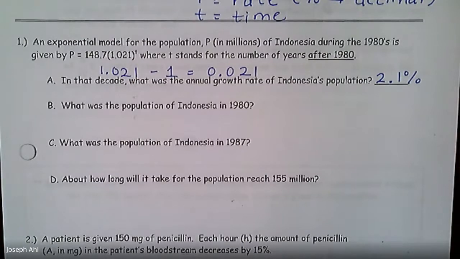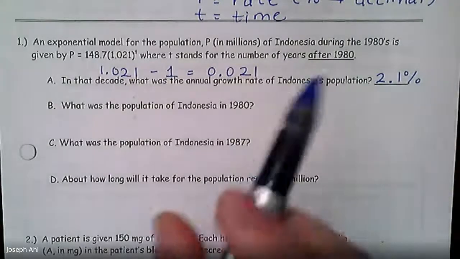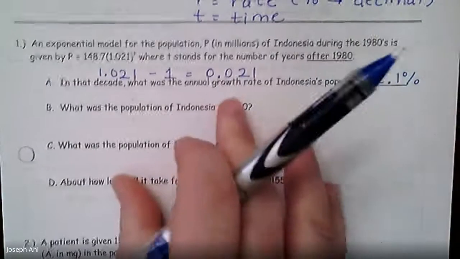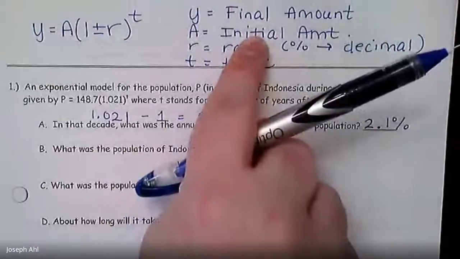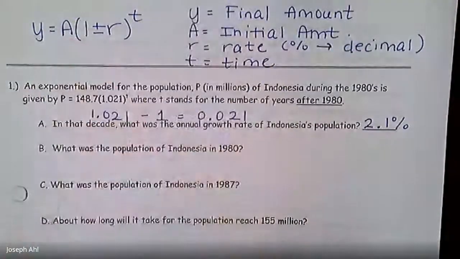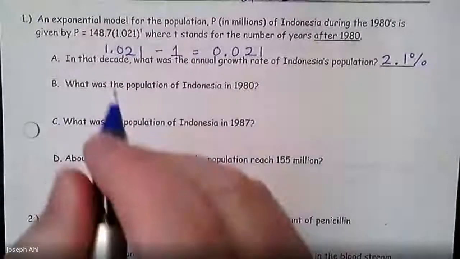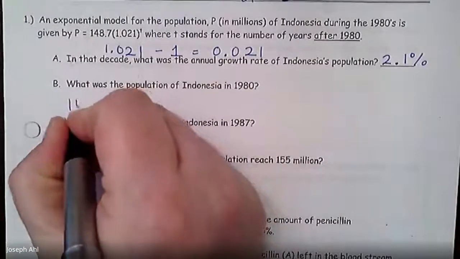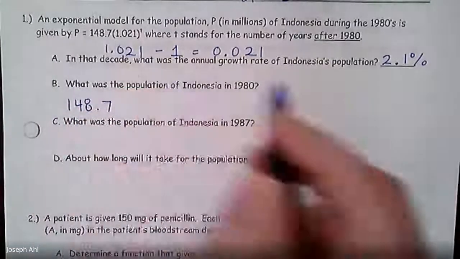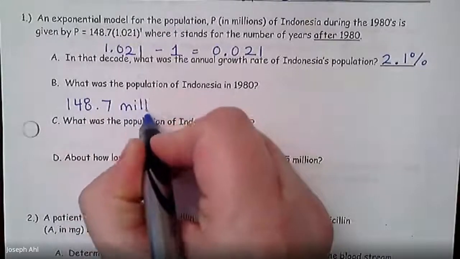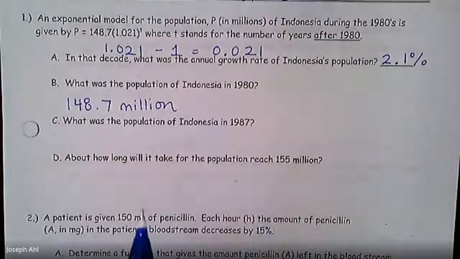All right, what was the population of Indonesia in 1980? There's two different ways to approach this. 1980 is the initial year, and we defined what the initial amount is up here as being the capital A. It's the number outside the parentheses. So the initial population is 148.7, and this number is in millions. So we just want to make sure that we're labeling the answer correctly.